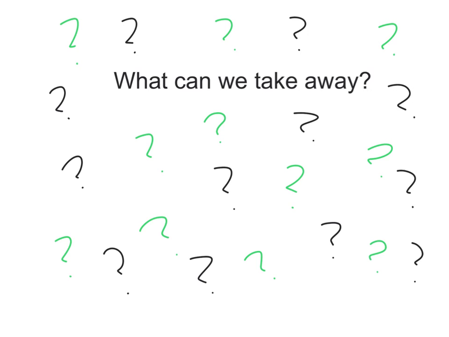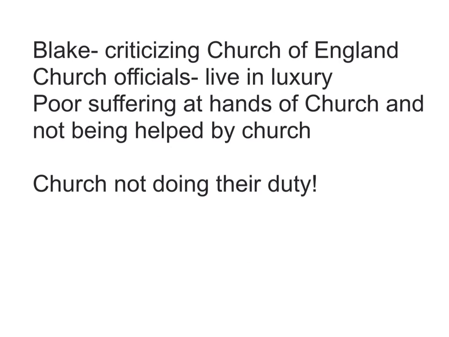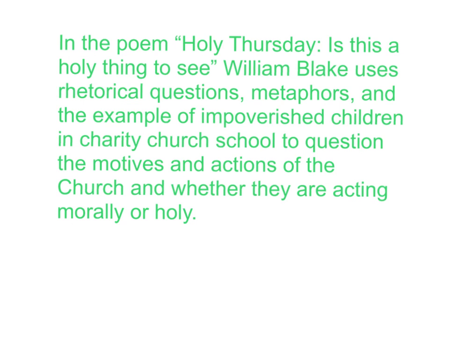So now, what can we take away from the poem, knowing its historical significance and the meaning of the poem itself? So we can see here that Blake was criticizing the Church of England, and saying that these church officials lived in great luxury or in fruitful lands, and that these poor people were suffering at the hands of the church, and that they were not being helped by the church. So essentially, the church was not doing their duty of helping people find religious salvation and helping people, but rather taking from people.